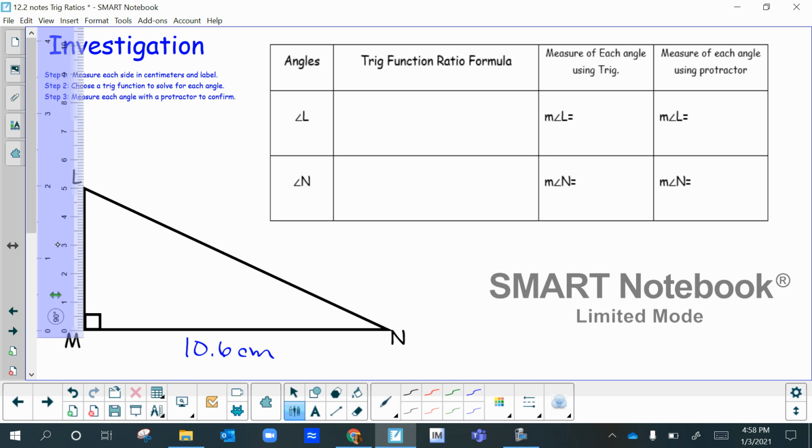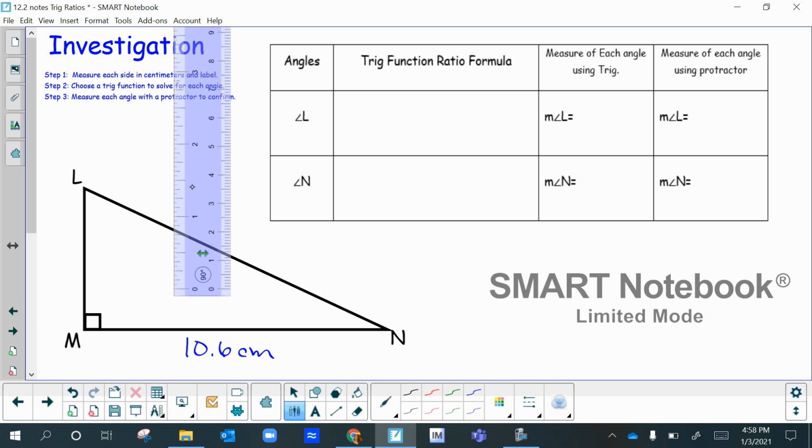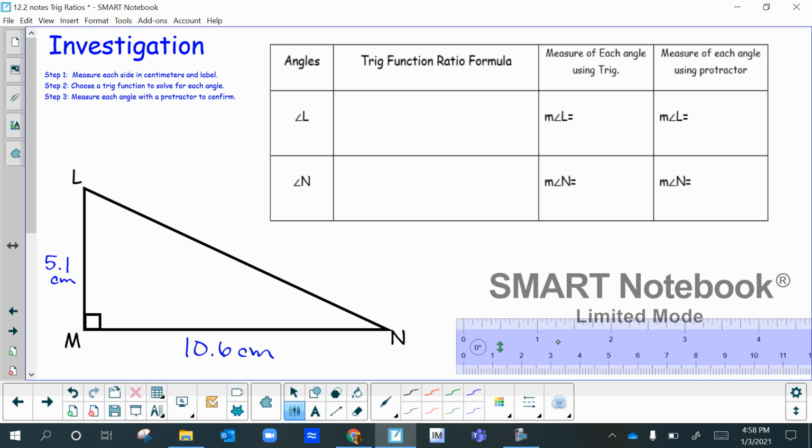And this one looks like about 5.1 centimeters. Instead of measuring that last piece, I'm going to use the Pythagorean theorem to get it, just so it's a little bit more accurate. So 5.1 squared plus 10.6 squared equals about 138.37. Square root that, so this one's about 11.76. Okay.